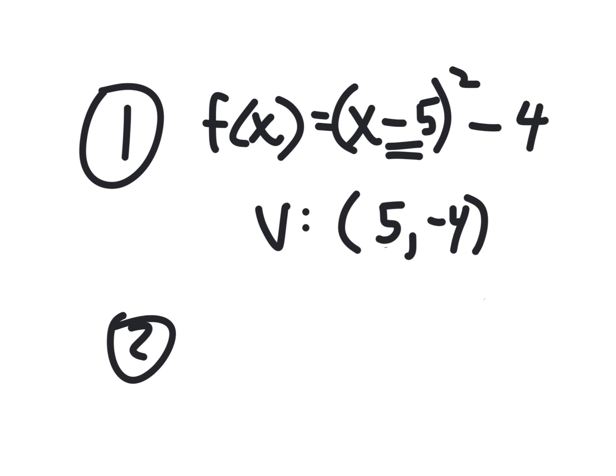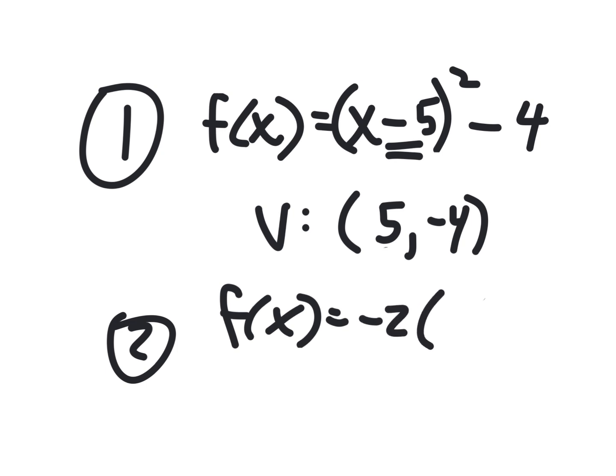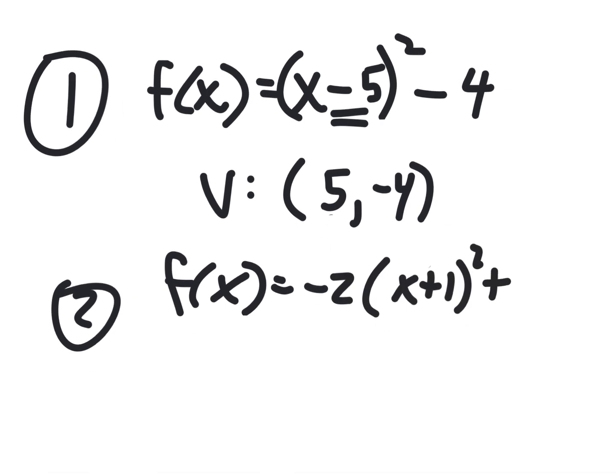So, Remington, number 2. Are you giving me the answer or are you reading me the question? Oh, just read me the question. f of x equals -2 parentheses x plus 1 squared plus 3. Thank you. And then they just want the vertex again? Yeah. Oh, super simple. Like you said, -1, comma 3. Cool.